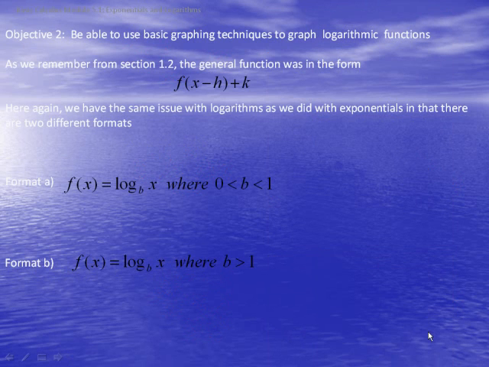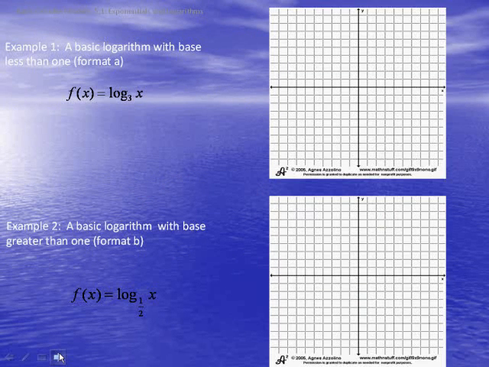Objective 2, be able to use basic graphing techniques to graph logarithmic functions. Again, as we remember from section 1.2, the general function was in the form of f of x minus h plus k. Here again, we have the same issue with logarithms as we did with exponentials, and that there are two different formats. We have the one where, notice that b is fractional here, and then we have the one where b is greater than 1 here. So here are the two formats. Let's look at the two general graphs.